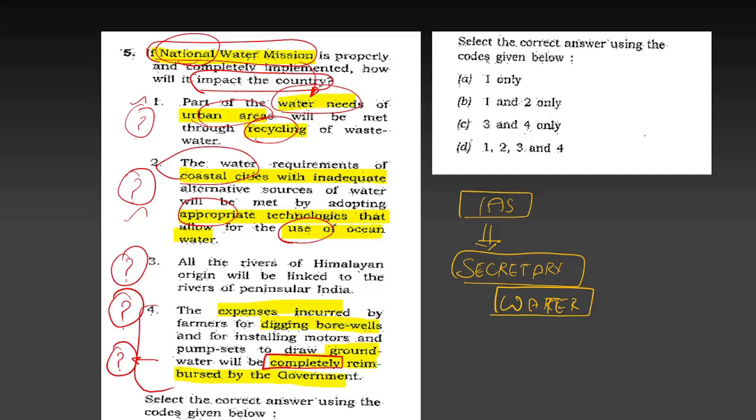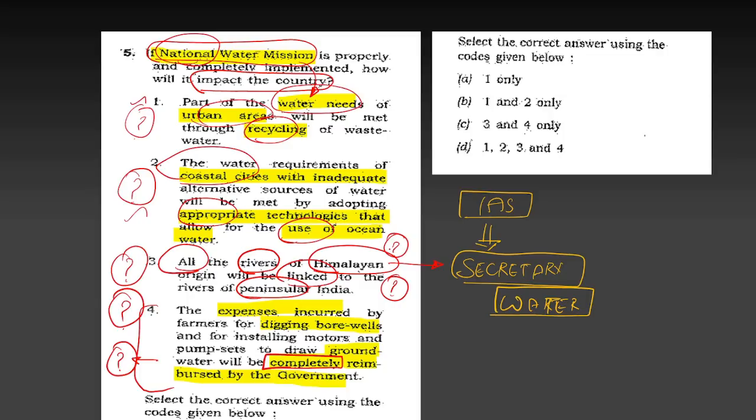Even if, let us assume, that you are a very generous water secretary and give complete reimbursement. Okay, you are a very generous person. But can you, my friend, is this geographically possible? All rivers of Himalayan origin linked to peninsular India. You are a water secretary, but you have some boundaries, right? Can you link this? Is this possible? You think about it.